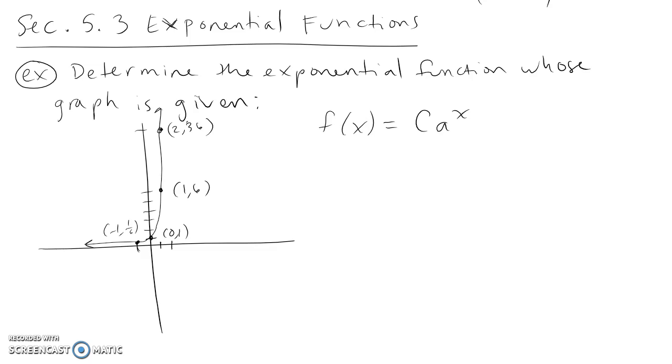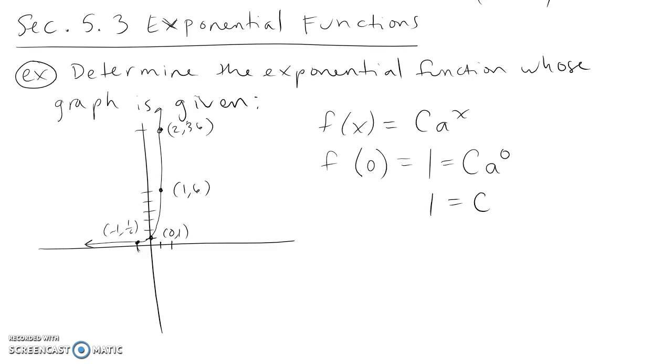And we can see by looking at our graph here, we've got lots and lots of points, right? We can see that if I plug in 0, that's equal to 1. So 1 is equal to c times a to the 0th power. Well, we all know that a to the 0 is 1, so 1 times c is just c. So that's telling us that c is equal to 1.